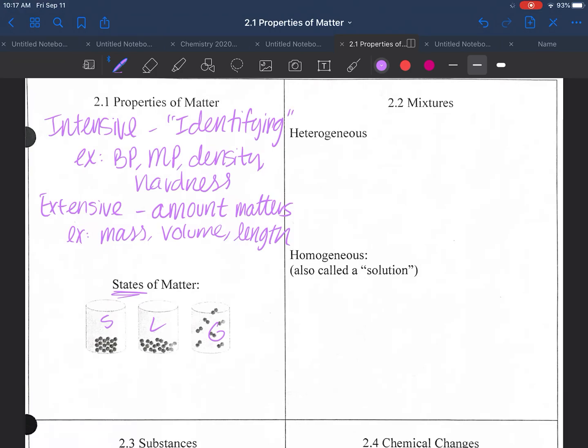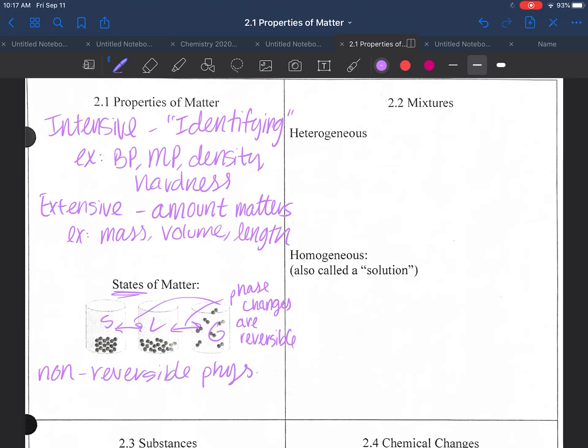And if we think about whether physical changes are reversible or not, phase changes are reversible. While some non-reversible changes in the physical sense, so I'll put physical changes, would be like tearing or cutting.